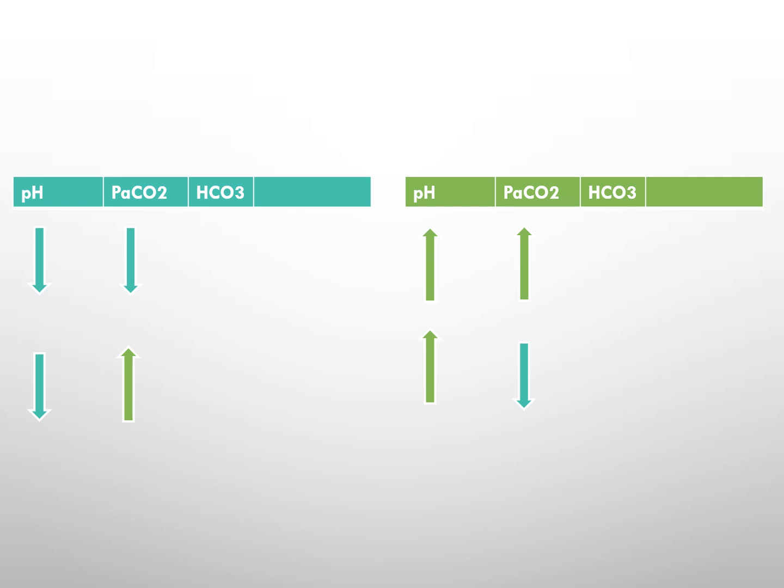Then examine the pH and carbon dioxide levels. If both show the same trend, it suggests a metabolic issue, meaning if pH and carbon dioxide are low, it is metabolic acidosis. If pH and carbon dioxide are above normal, it is metabolic alkalosis.